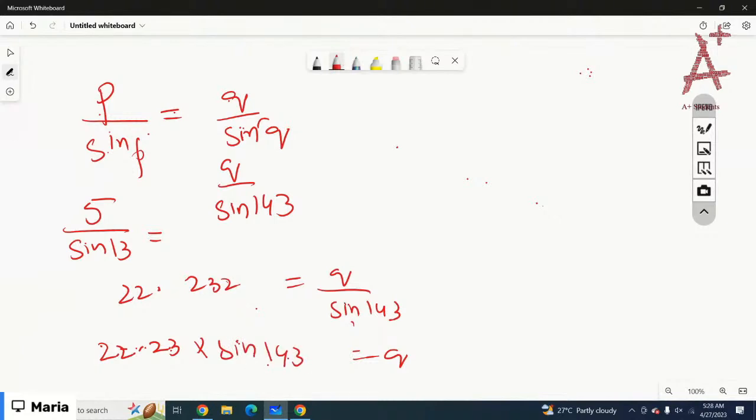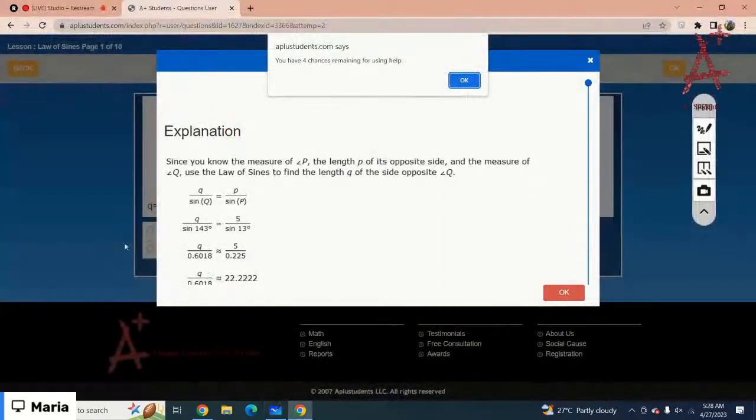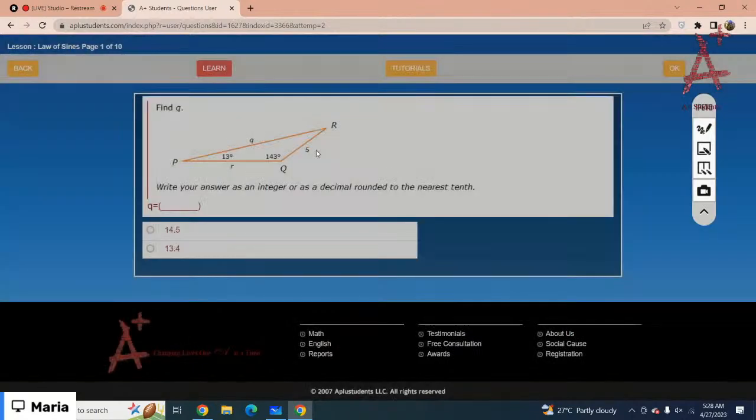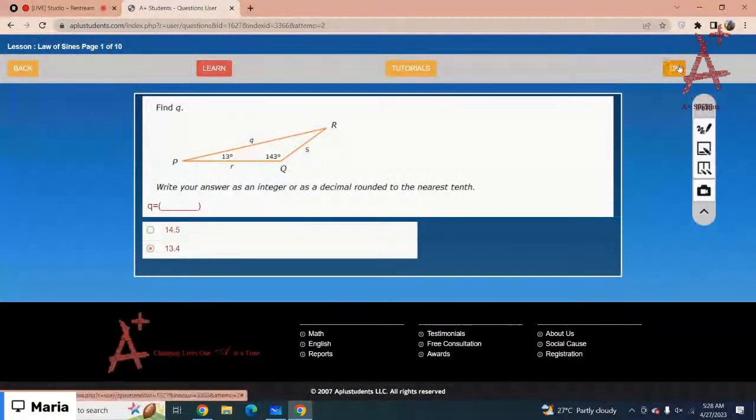Okay, so sine 143 equals 0.6018, 0.6018 times 22.23. Yes, that would be 13.3. So q equals 13.3. So the correct option is 13.4. That would be the second option. Got it?